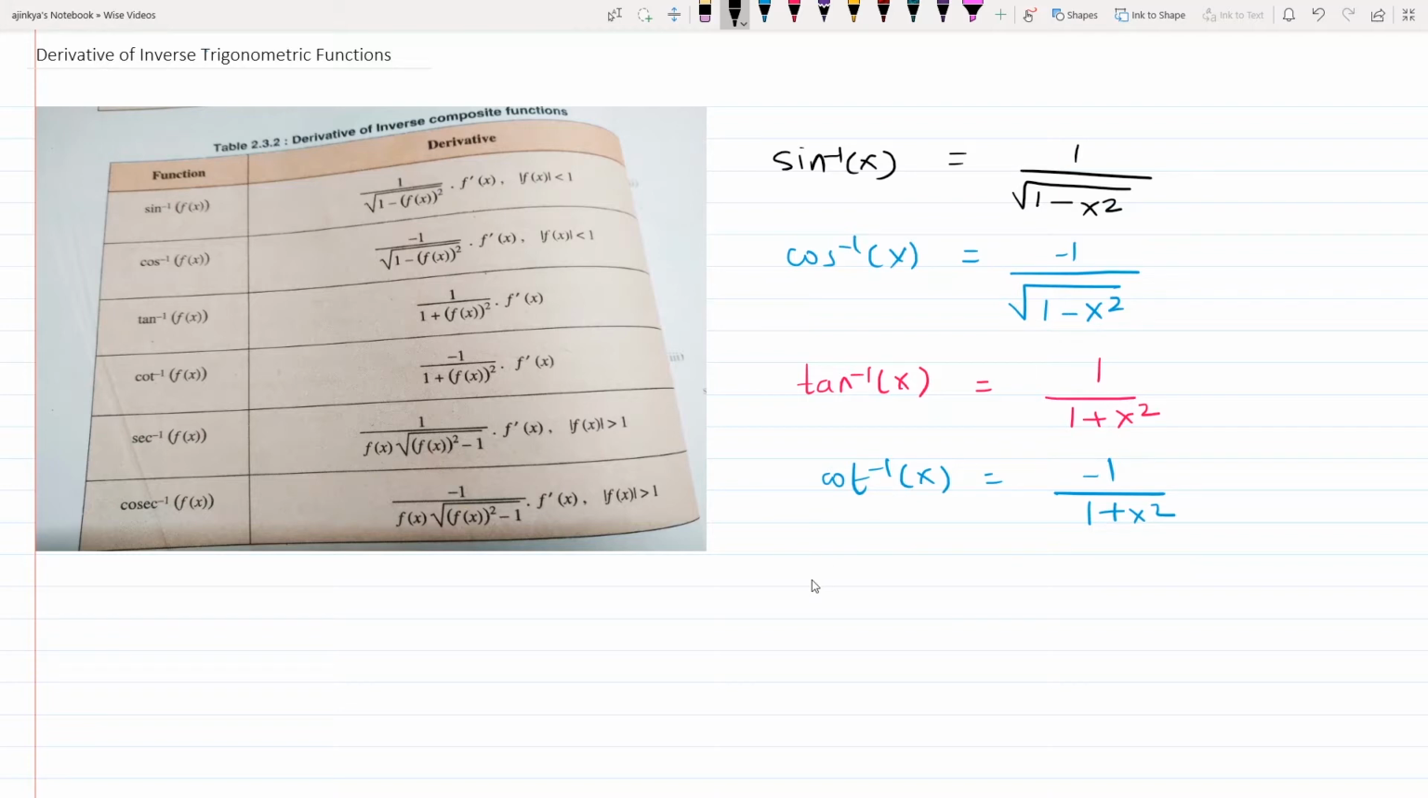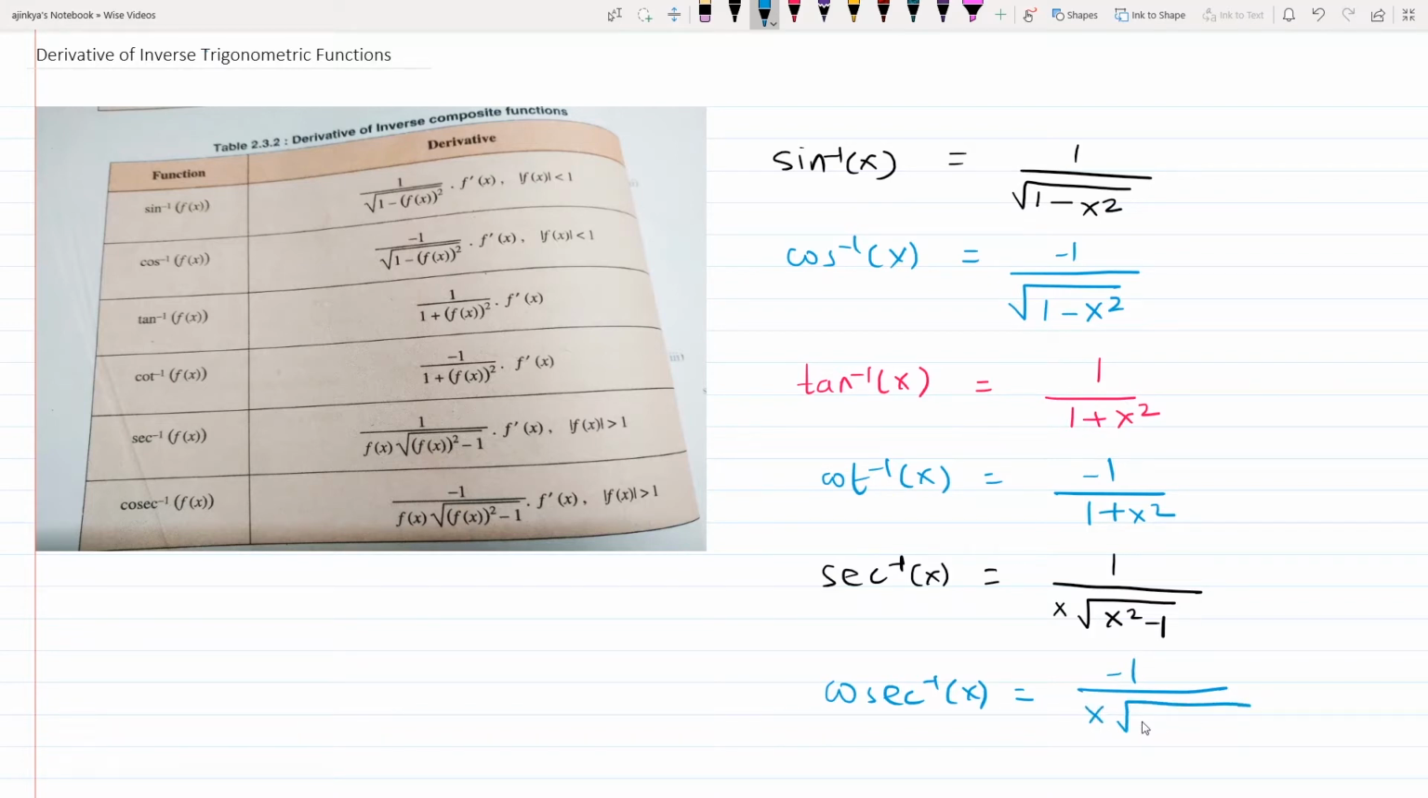In the same manner, we have sec inverse of x derivative. The answer for sec inverse of x is 1 upon x times under root of x square minus 1. And in the same way, for the cosec formula, we have cosec inverse of x. It is given as negative of 1 upon x times under root of x square minus 1.